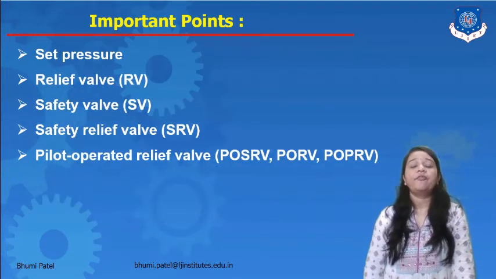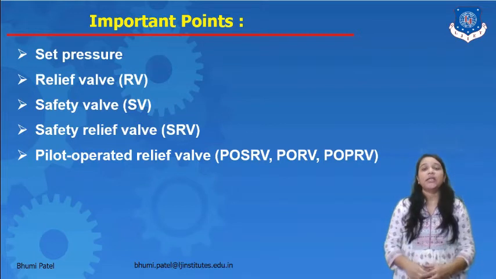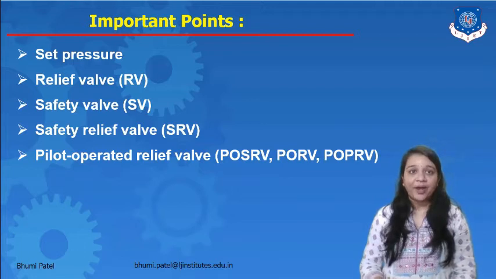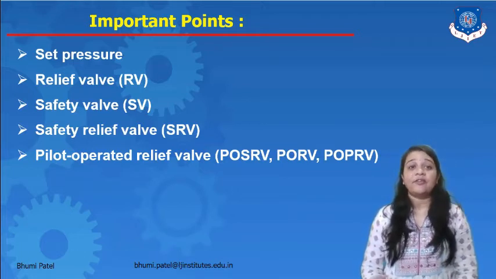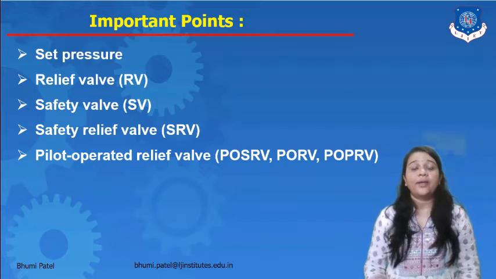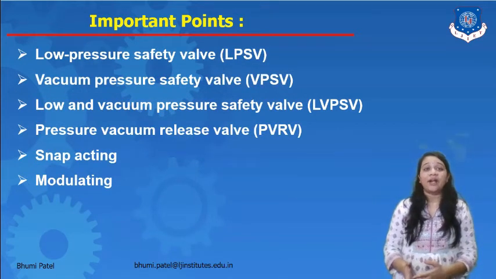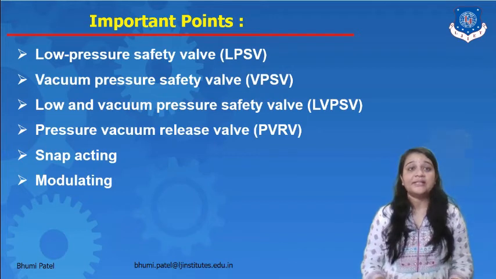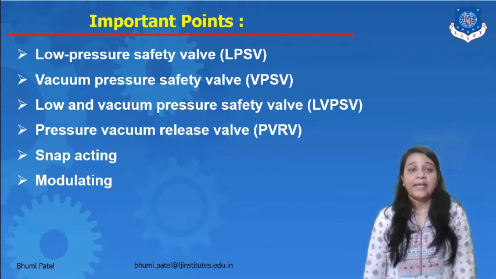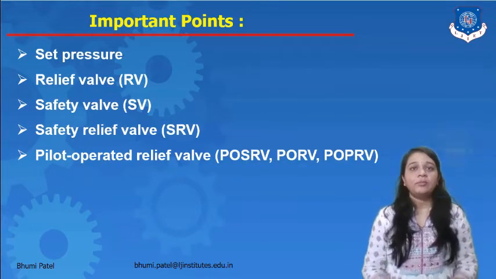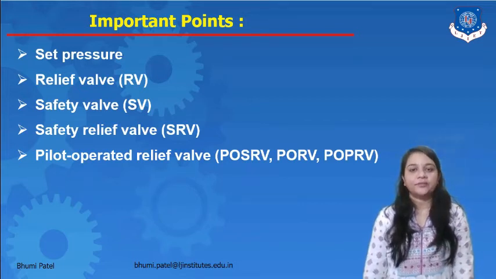Now there are different important points in the pressure relief valve. The first one is the set pressure, then the relief valve, then the safety valve, then the safety relief valve and the pilot operated relief valve. The next ones are the low pressure safety valves, vacuum pressure safety valves, low and vacuum pressure safety valves, pressure vacuum relief valve, snap acting and modulating. So we can study the important points used in the pressure relief valve one by one.